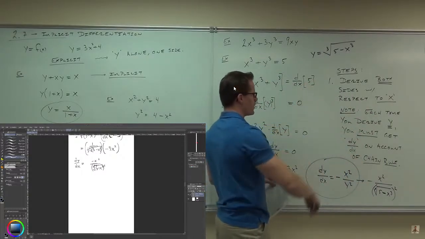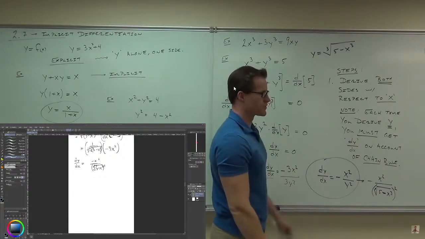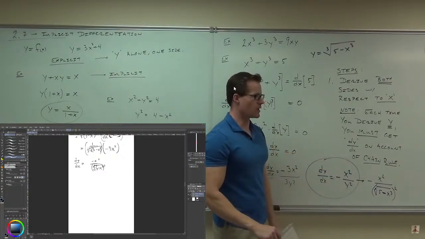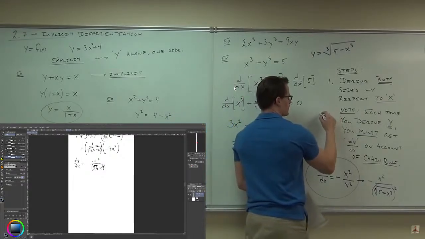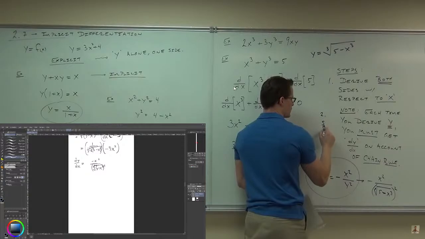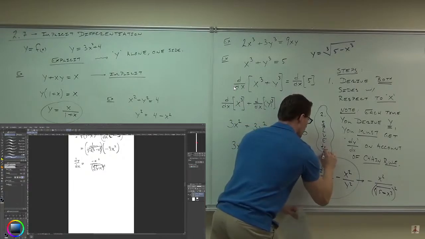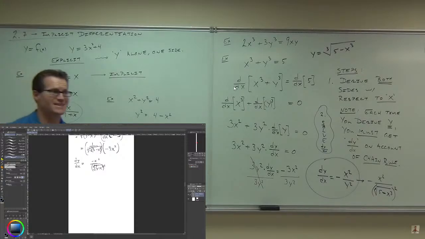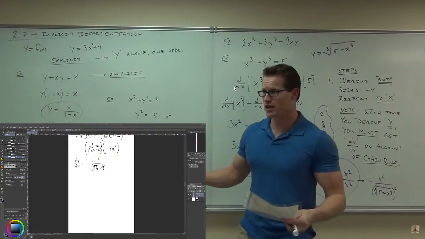So we do this, step 1, I guess there's only one step. Oh wait, step 2, solve for dy/dx. So write a step 2 on your paper somewhere. Step 2 is solve for dy/dx. Okay, guess what? That's it. That's implicit differentiation. If you have this idea down, you have implicit differentiation down.